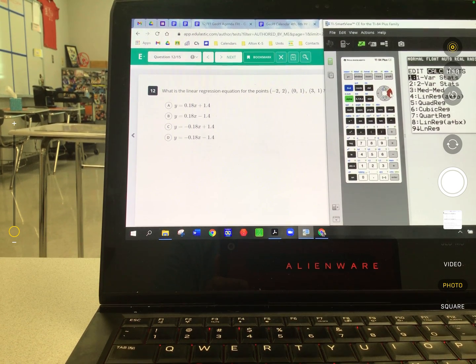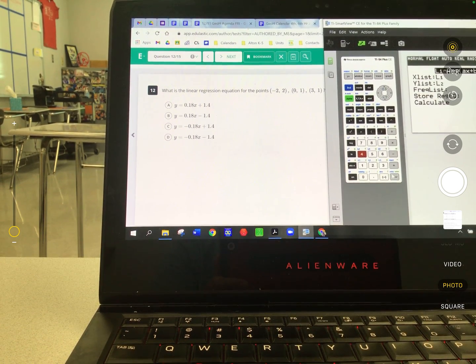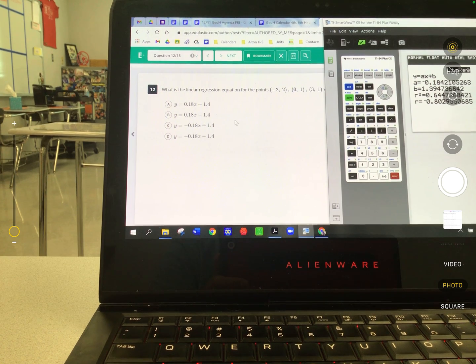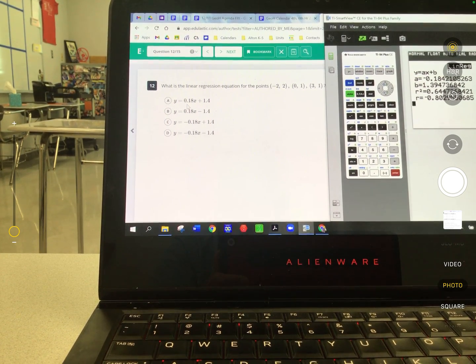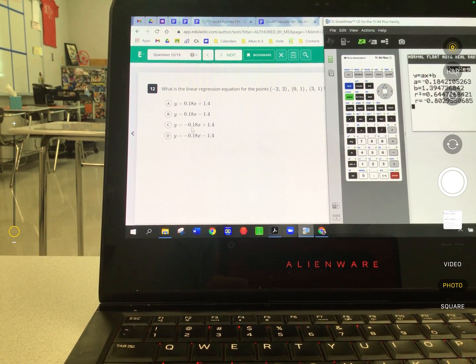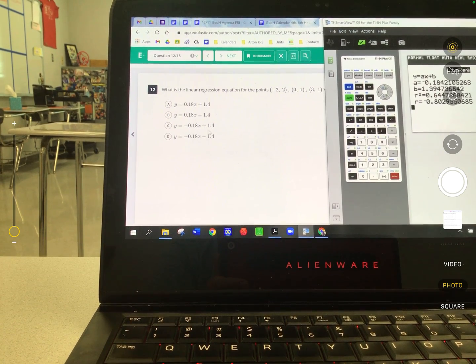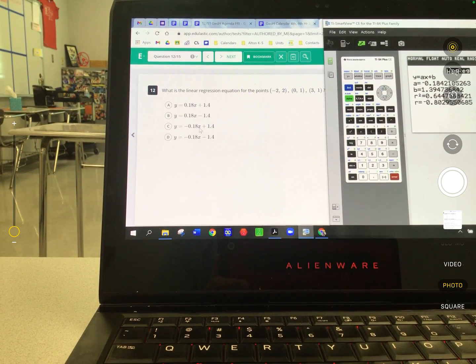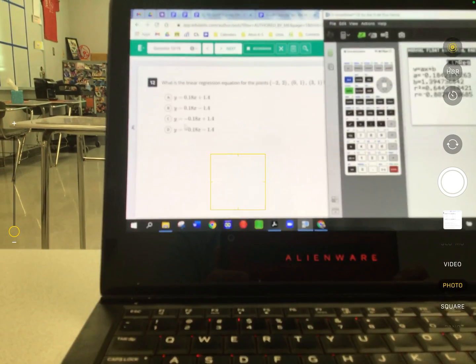Stat, right arrow to calculate, option 4. Run it. As I look at these, y equals mx plus b. Best one I see is looking like option A. Nope, not option A. It's a positive. I want a negative 0.18. And it looks like actually option C. Option C seems to be the best. Negative 0.8 and plus 1.4, option C.